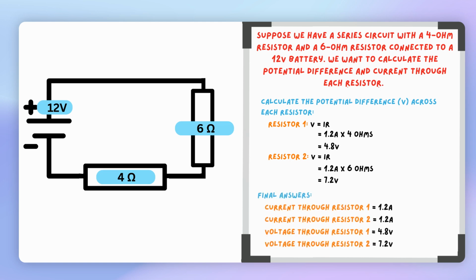Presenting the final answers, we have found that the current through resistor 1 is 1.2 amps, the current through resistor 2 is 1.2 amps, the voltage through resistor 1 is 4.8 volts, and the voltage through resistor 2 is 7.2 volts. By understanding this problem, we can see how current, voltage, and resistance behave in a series circuit and how they relate to one another. This understanding is crucial for analyzing and troubleshooting series circuits in practical applications.